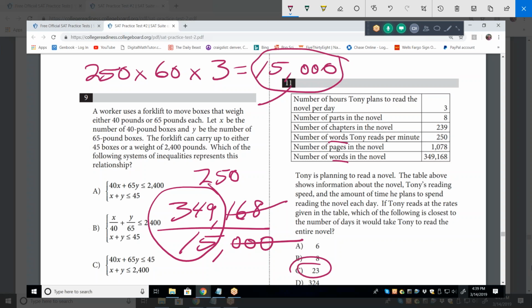So in other words, I don't really need a calculator. If it was a grid-in problem, I would. I want to do this in my head. But when I'm looking at answers that are this far apart, a calculator doesn't really help.